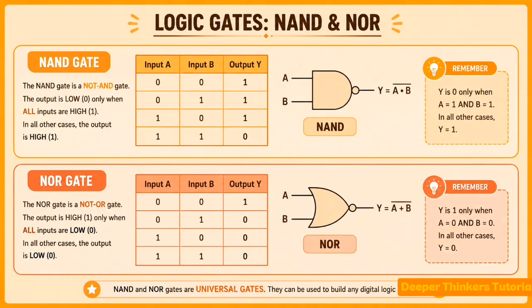Then for 0 and 1, it's supposed to give you a 0 because it will only give you a 1 when both of them are high. But now it's 0 and 1, so one of them is not high, so it's supposed to give you a 0. But now because it's a NAND, it will give you a 1, the opposite of that.